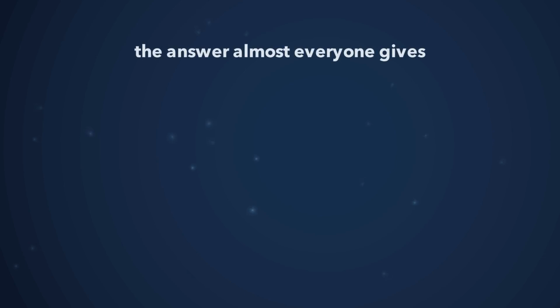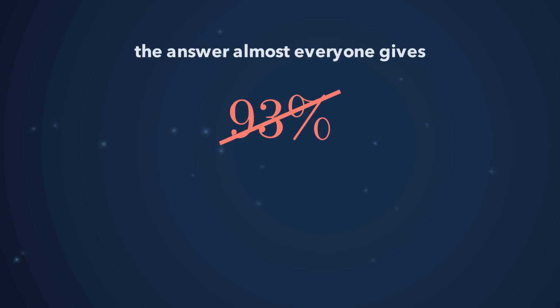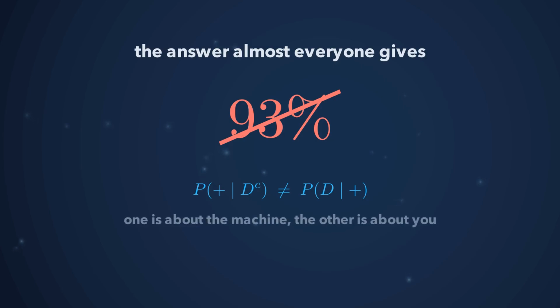Ask people what a positive result means, and most of them land somewhere above 90%. They are off by more than a factor of 10. The mistake is a silent swap. Being told the test misfires on 7% of healthy people, they call it 93% accurate. And that reads the conditional backwards. One of those numbers is about the machine, the other is about you, and nothing forces them to be close. Notice what the reflex answer never used: the prevalence.